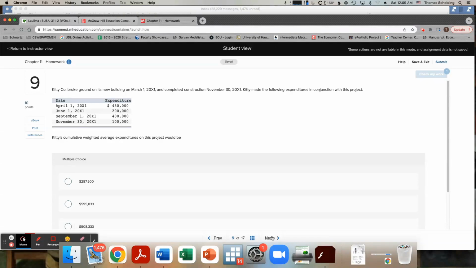So remember here, what we have to do is that we've got certain expenditures made throughout the course of the year, and we need to calculate the weighted average expenditure. We're going to need to multiply these expenditures by what portion of the year that we're in. So basically, when are we making that expenditure, and how far is that date, April 1st, June 1st, September 1st, November 30th, away from the completion date of the project, which is November 30th?